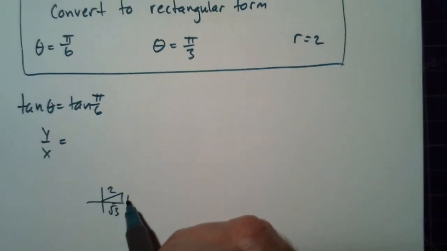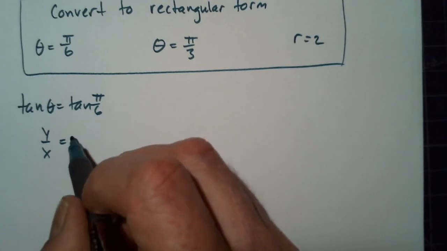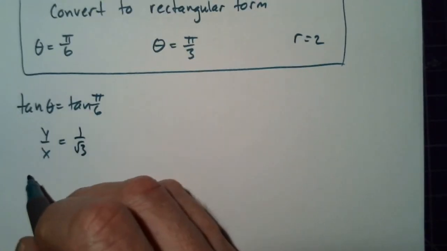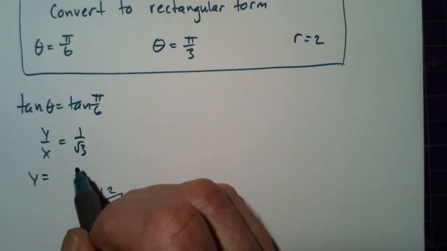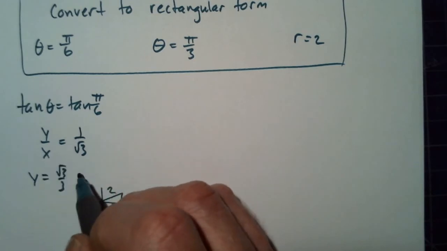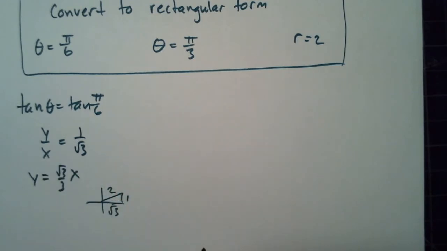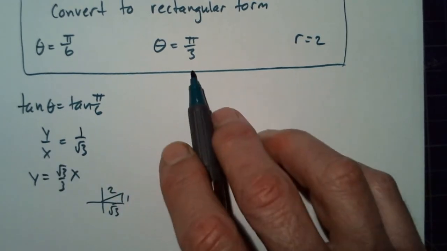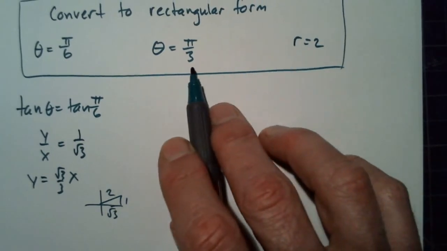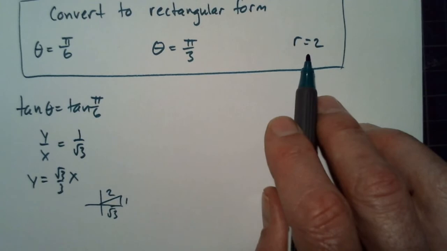And there's pi over 6 with a 1, 2, radical 3. So this is going to be 1 over radical 3. And then we'll write y equals radical 3 over 3 times x. So there's the rectangular form. And you try this one. Pause the video. Actually, try both of these, because I went over one like this already. So pause the video and do both of these.